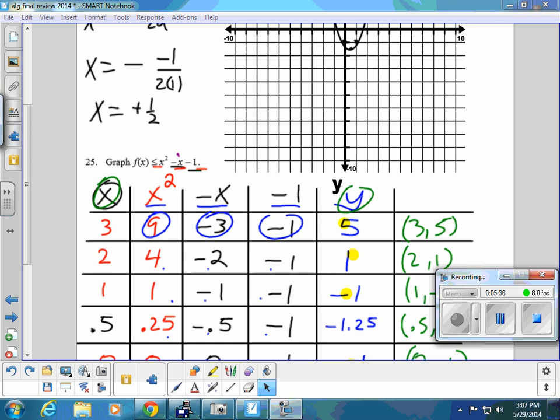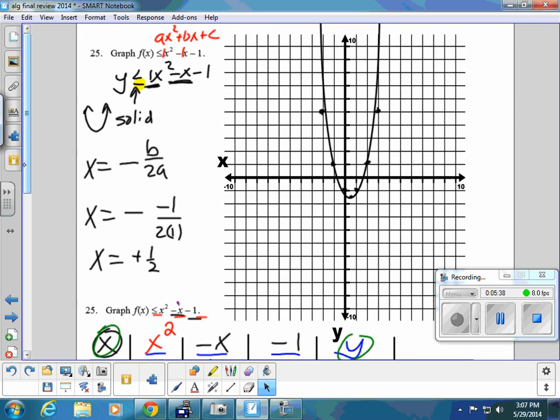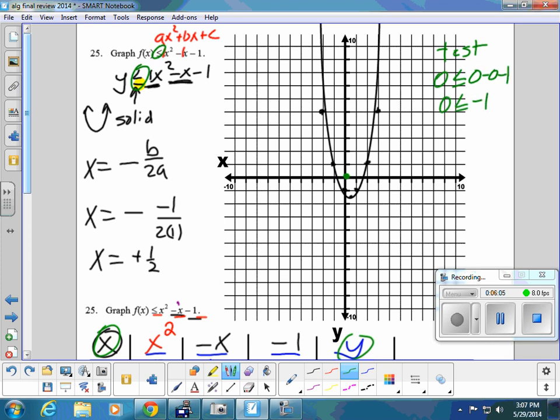Now that I have my graph, I need to shade for this question because it is a less than or equal to situation. And most likely it's below the parabola, but let's test the value. Let's put 0, 0 in there. Is 0 less than or equal to 0 minus 0 minus 1? Is 0 less than or equal to -1? And the answer is no. So we're going to shade below the parabola.